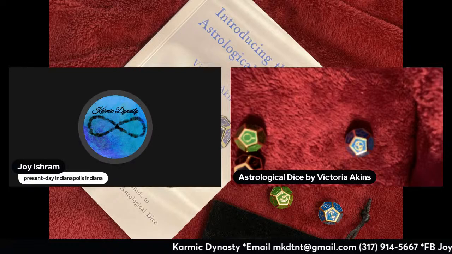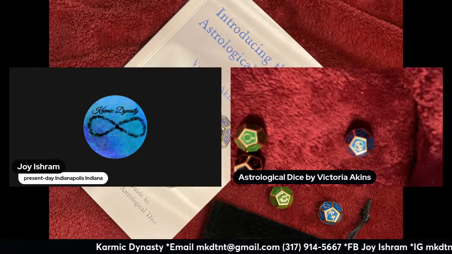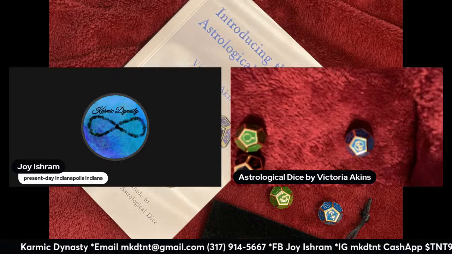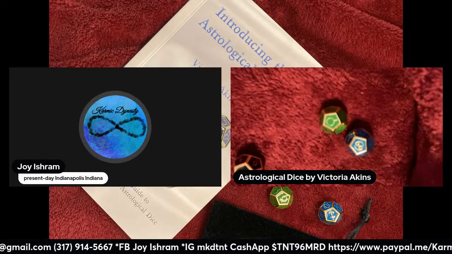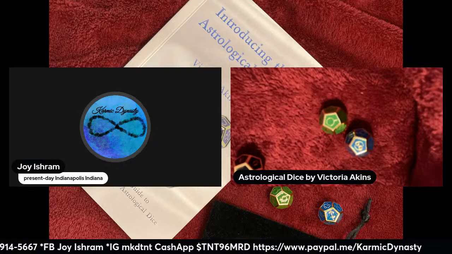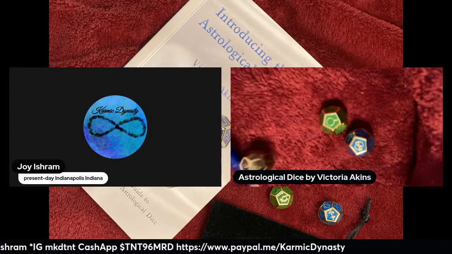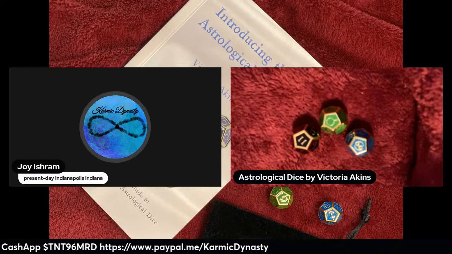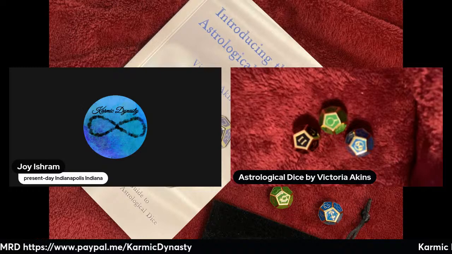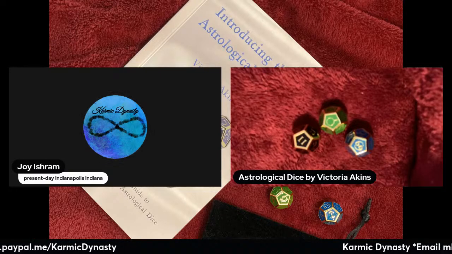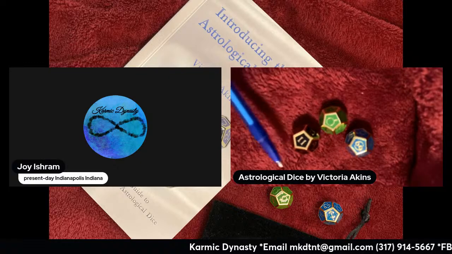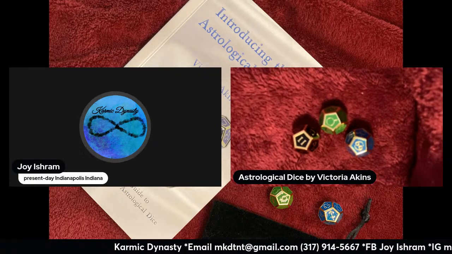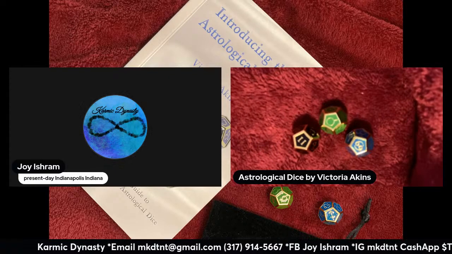So the green die holds the planets and the sun and the moon and the north node and the south node. The black die has the 12 houses on it. This black die is numbered 1 through 12. Okay, all right, moving forward.